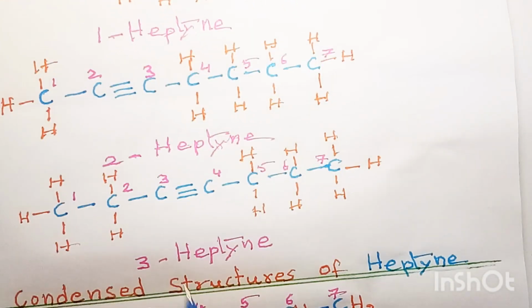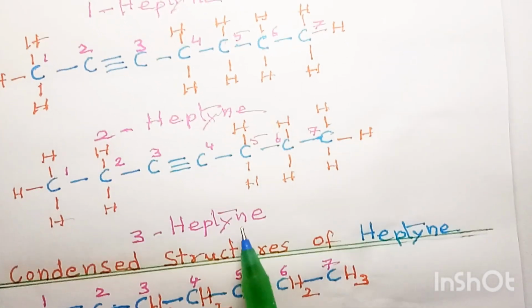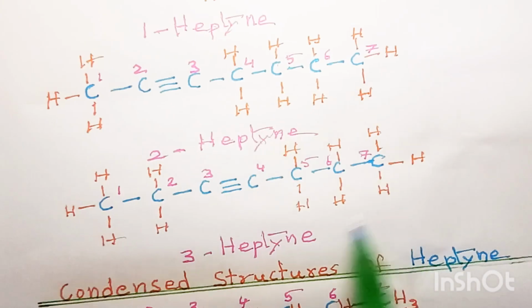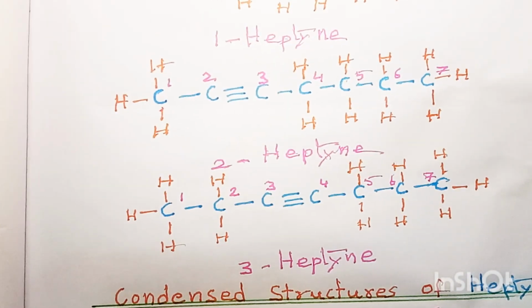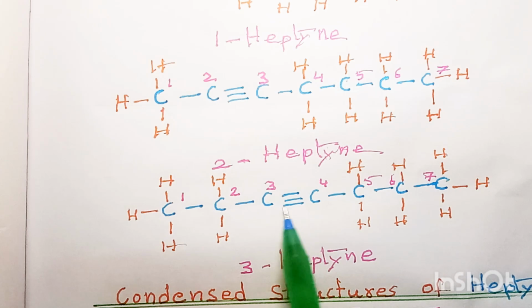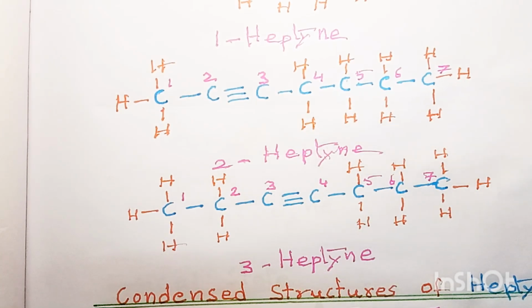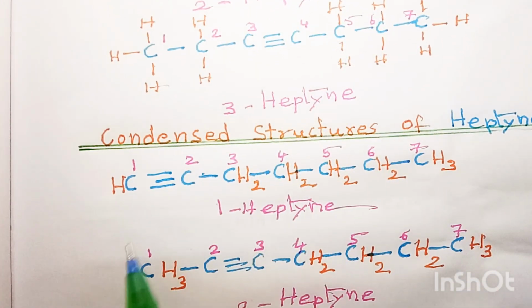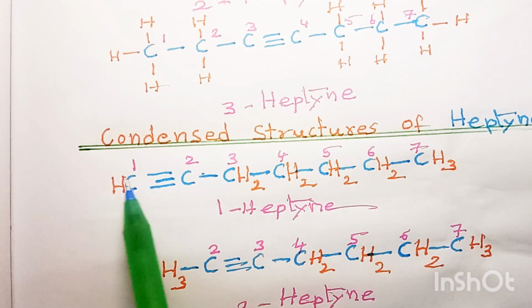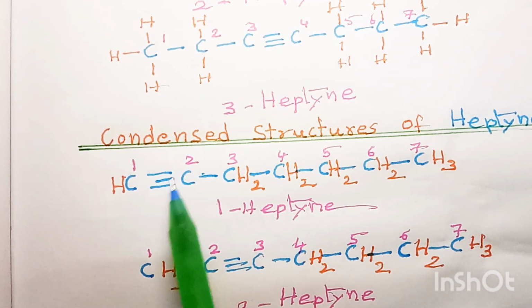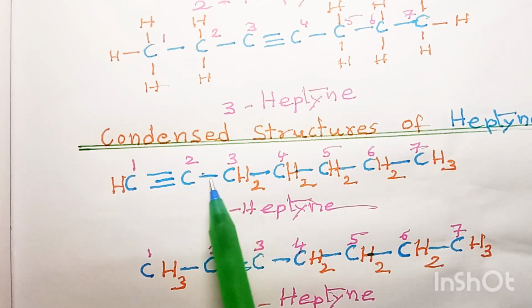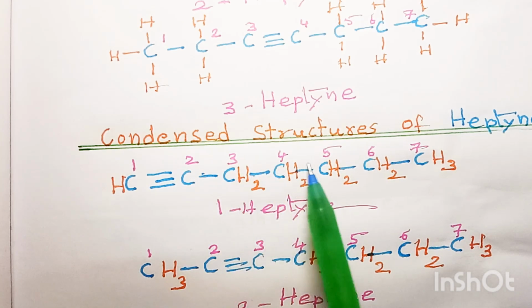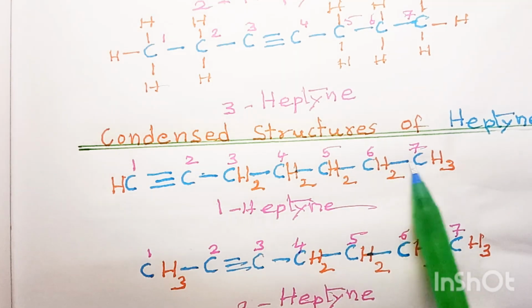The third carbon atom has 3 bonds with the second carbon atom and 1 single bond with the fourth carbon atom. So it is also having 4 bonds. Similarly, all of these have 4 bonds. So this is 2-heptyne. Let us see 3-heptyne. 3-heptyne has a triple bond between C3 and C4. So that is why it is called 3-heptyne. Let's see the condensed structures. Condensed is nothing but we bring hydrogen and carbon nearer, that's all.